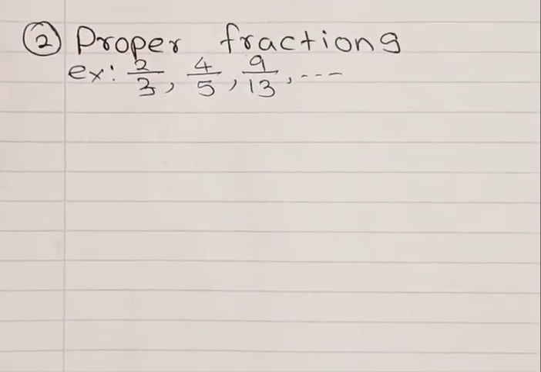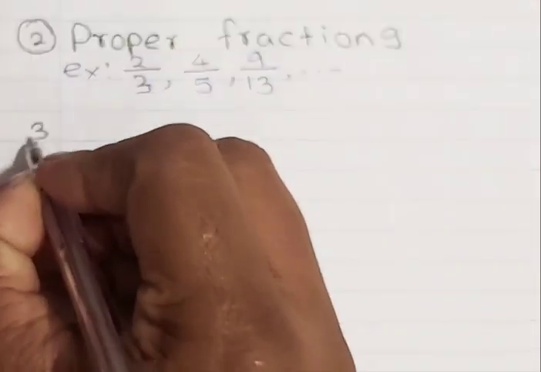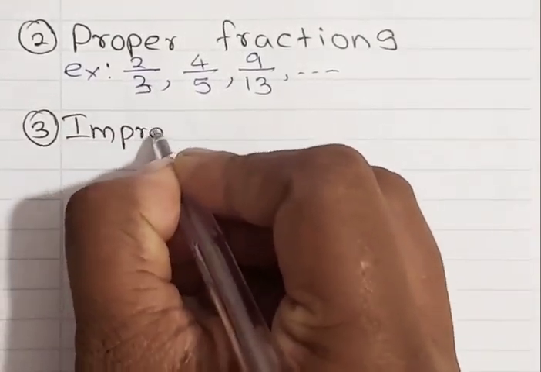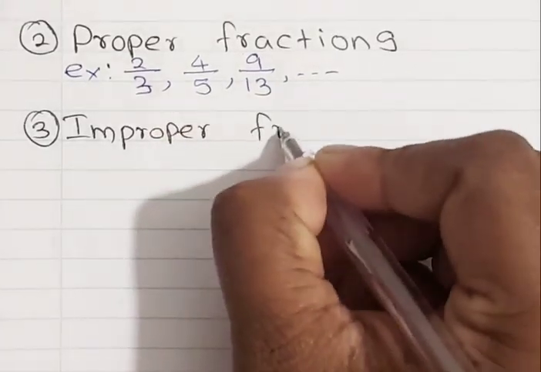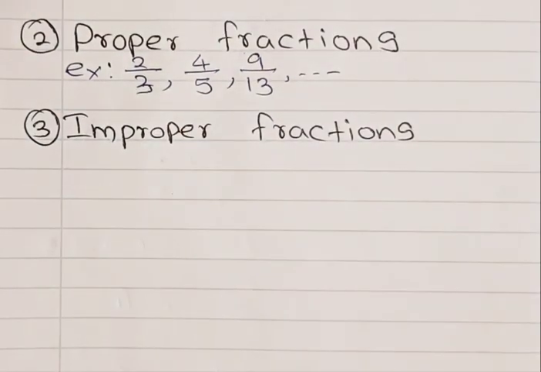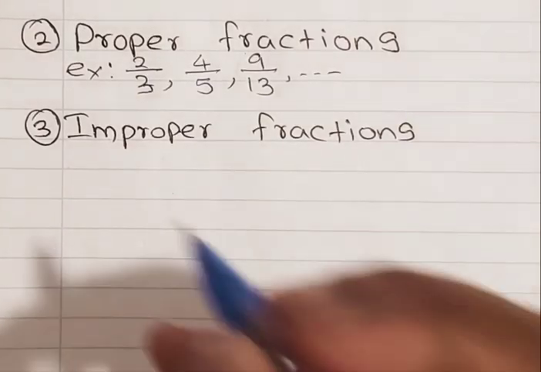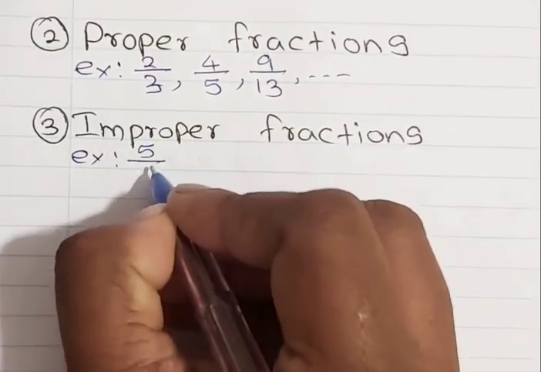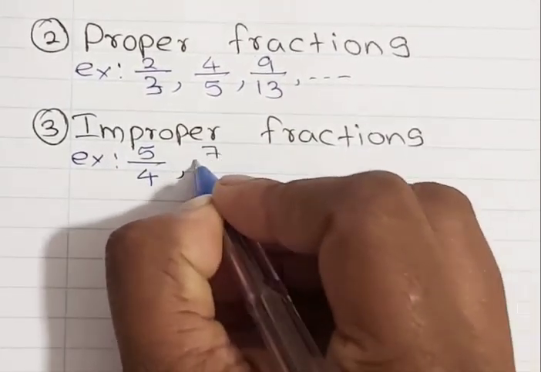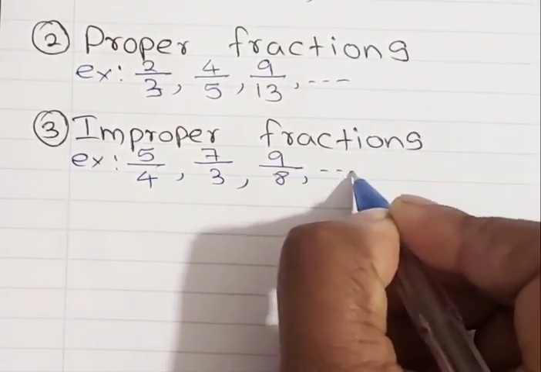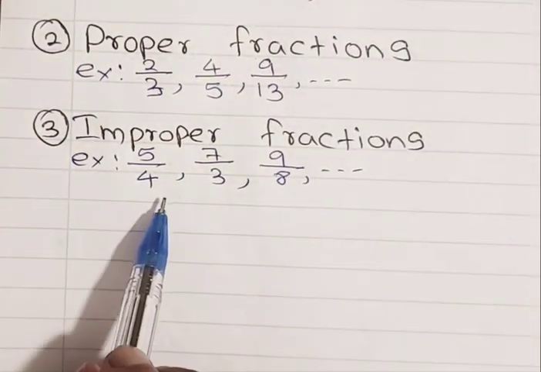Yes, then after that, Lamai, we can go for the third type, right? So the third type is improper fractions. Improper fractions. In improper fractions, you need to know that if the numerator value is greater than the denominator, that is called an improper fraction, right? So I can get some examples like this. So 5/4 and 7/3 and 9/8, like this I can get some examples for improper fractions, right?